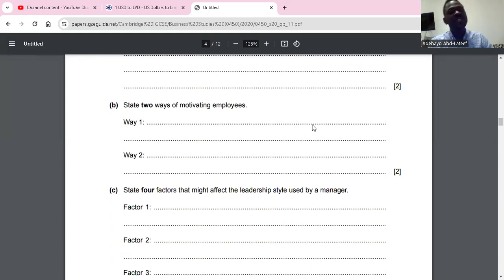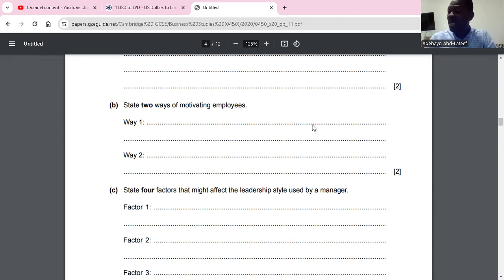So go to 2B, right? State two ways of motivating employees. First, what is motivation? Motivation is a way of propelling people, trying to make people behave in a certain way. So for employees to be motivated, we're talking about motivating employees. Motivation is the way of allowing or propelling employees to behave in a way that brings out the best in them to reach the company's objective. I think you get the point there.